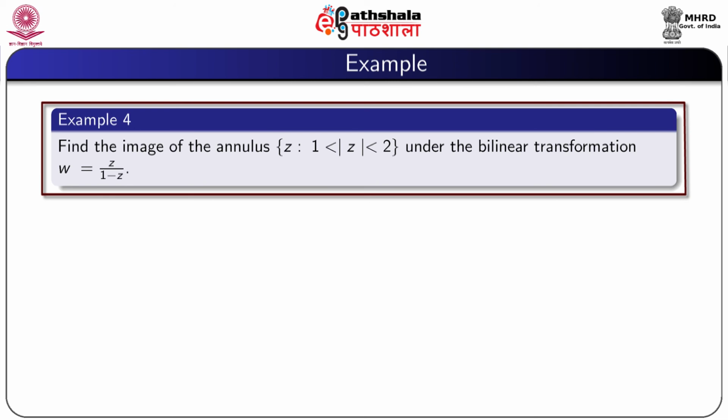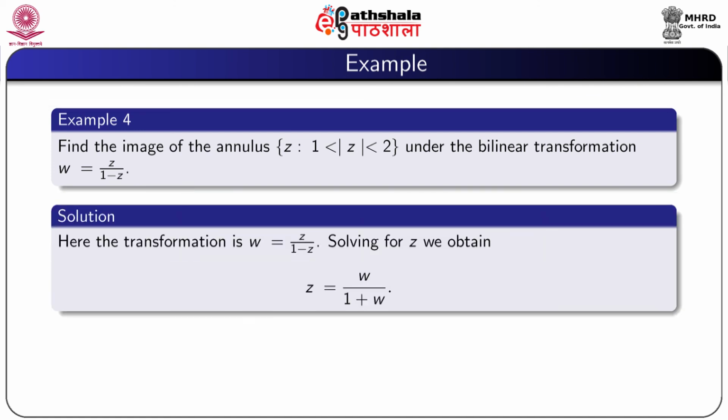We consider another example. Find the image of the annulus containing the points z such that 1<|z|<2 under the bilinear transformation W=z/(1−z). Here the transformation is W=z/(1−z). Solving for z, we obtain z=W/(1+W).